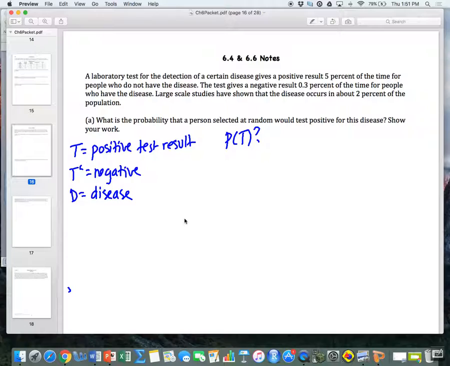Now we need to convert everything that it says in the problem to probability notation. So it says a lab test for the detection of a certain disease gives a positive result 5% of the time for people who do not have the disease. Okay, so what that looks like is given you don't have the disease, the probability that you test positive is 5%.